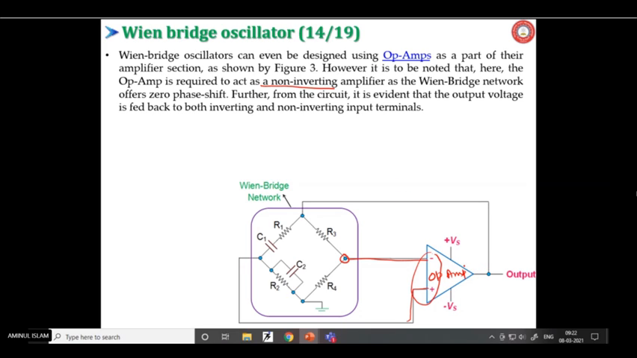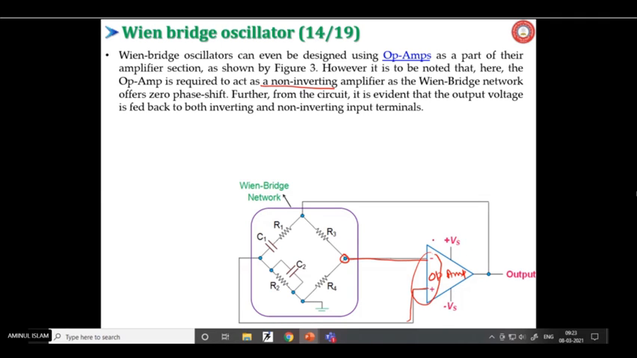Double op-amp may be required. So op-amp, inverting and non-inverting both can be used. If it is non-inverting, then what is the gain of this amplifier? Have you used op-amp earlier in your course? Yes, sir. 1 plus RF by R. Okay, good.